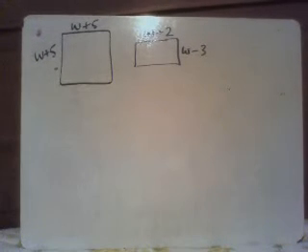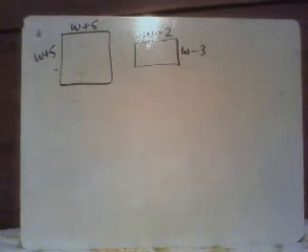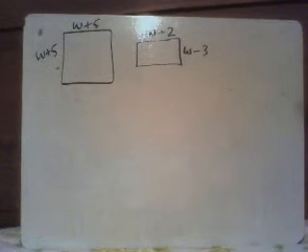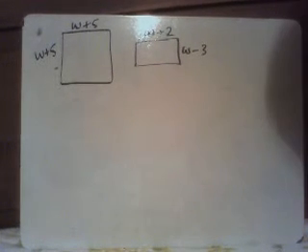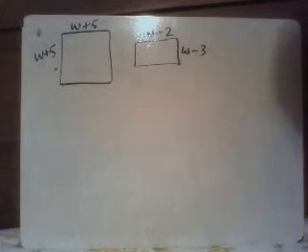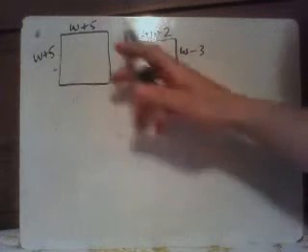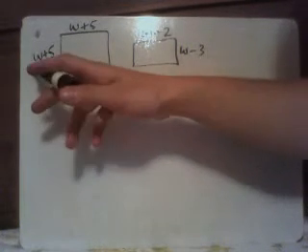The problems, I'm going to kind of jump around. The first one I'm going to do is the problem that states a square has sides of length w plus 5. So I've drawn the square here. We know if it's a square, all sides are congruent, so all sides are going to be w plus 5.